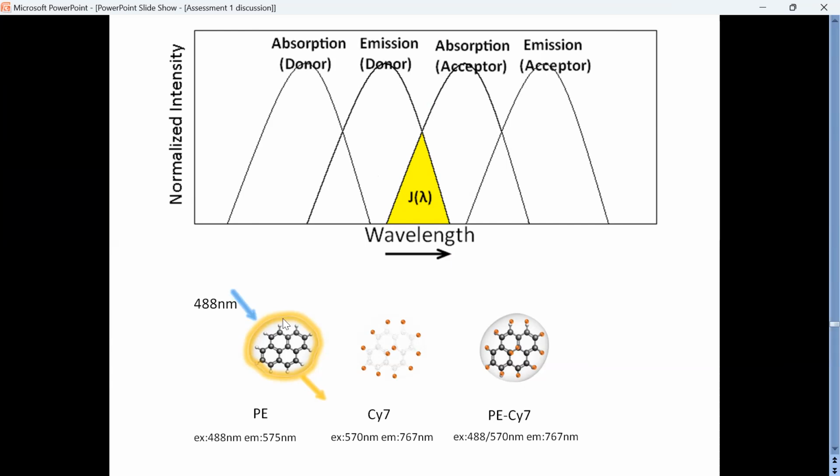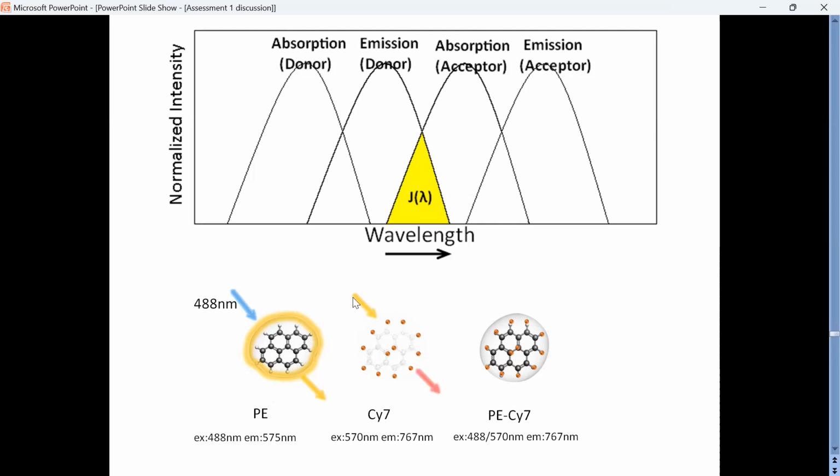Again, I'm showing an example. This is a parent or donor fluorochrome. It is excited by a blue laser, 488 nanometer, and the emitted light is orange. Now I want to make a tandem dye, so I'm combining PE with Cy7. Cy7 is the recipient dye. If this Cy7 is not conjugated to PE and you are using it individually, it will be excited by orange light and the emitted light will be red in color.